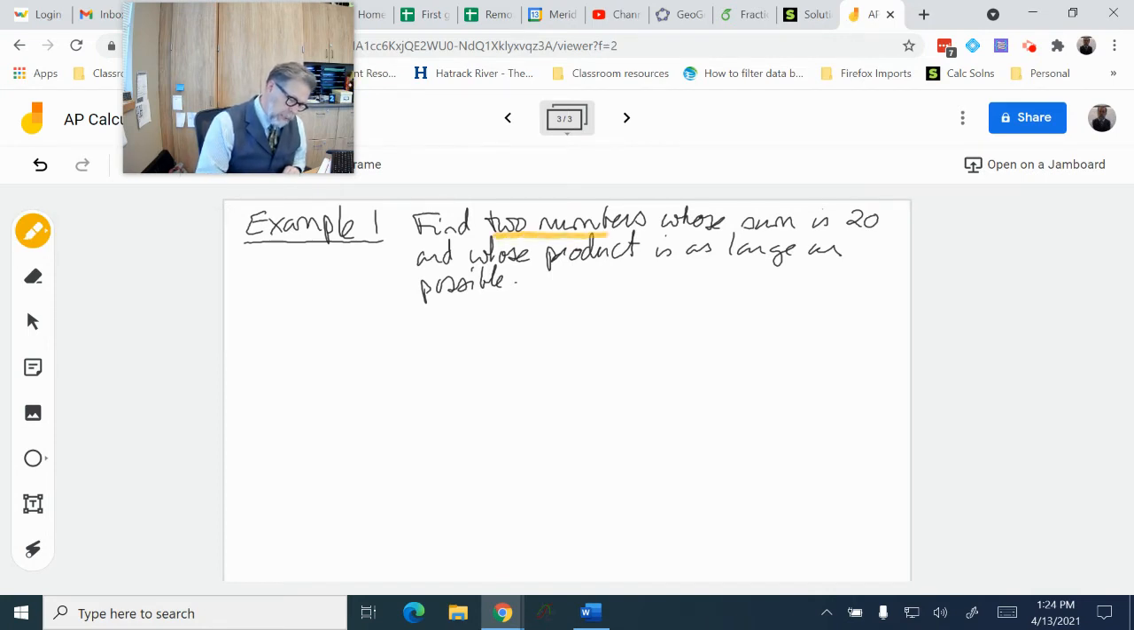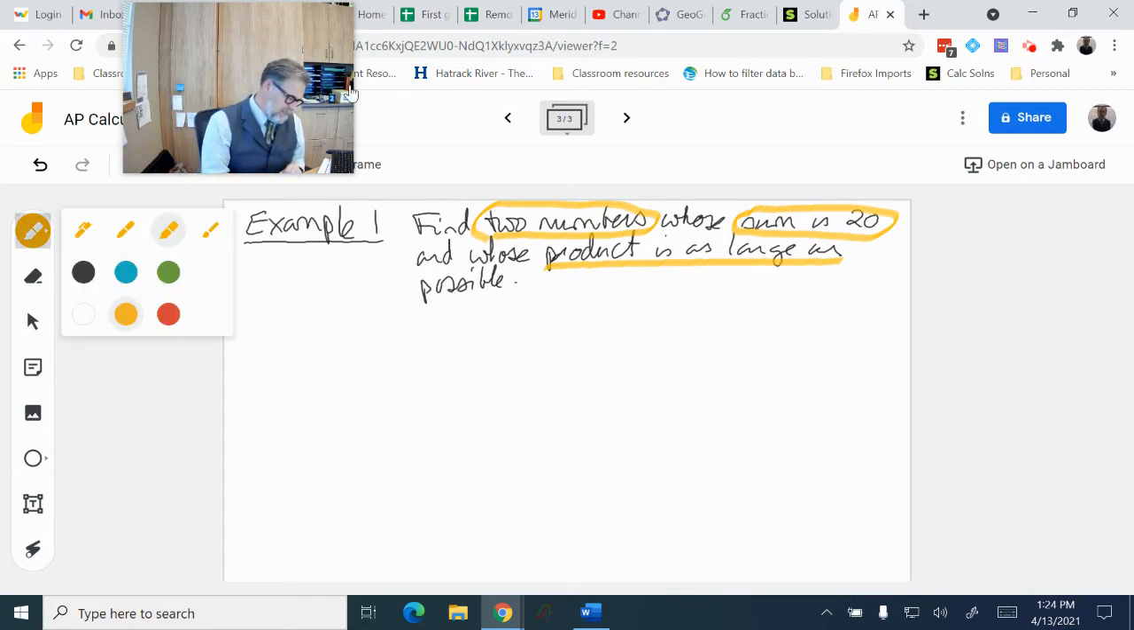Thing one, two numbers. Okay, fair enough. The sum is 20. That seems pretty important. Product is as large as possible. So I've got three pieces of information that are going to be useful there. And let's move on to the second step.